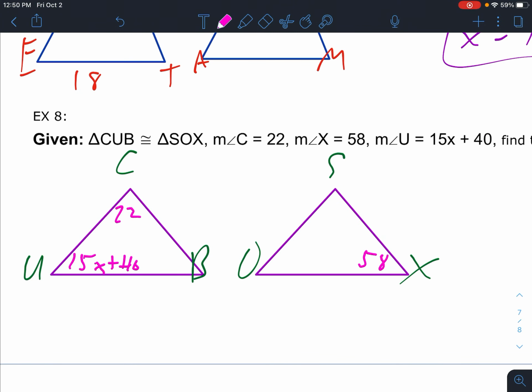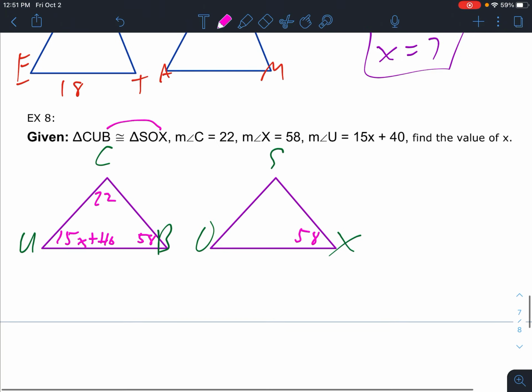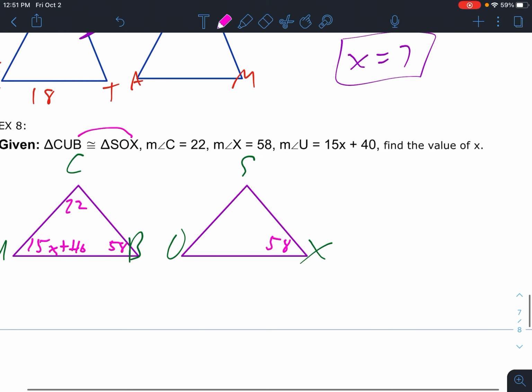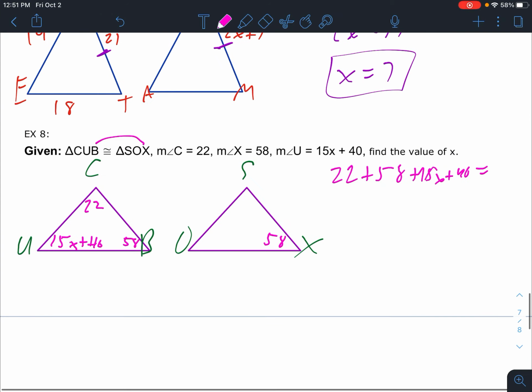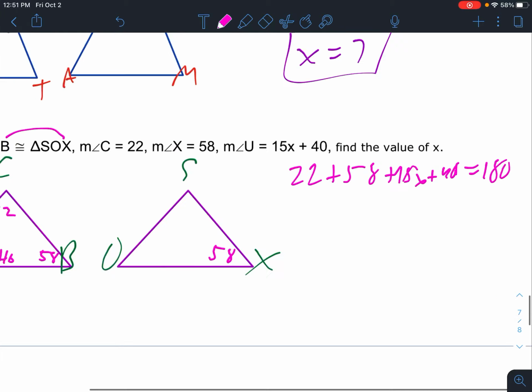Well, we don't have a full triangle completed, but we know that B and X must be the same. So if X is 58, then B is also 58. And now I have all the angles of this triangle. So I can set up my equation. 22 plus 58 plus 15x plus 40 must equal 180 degrees.